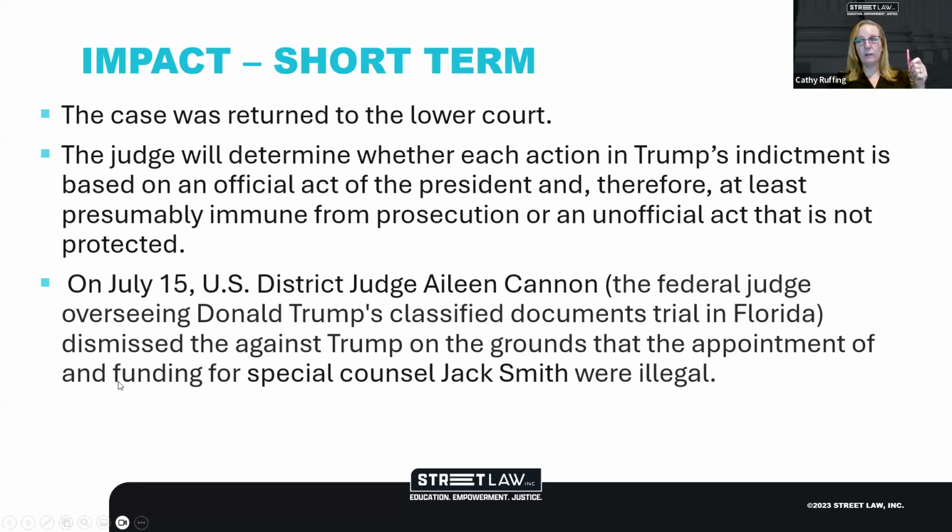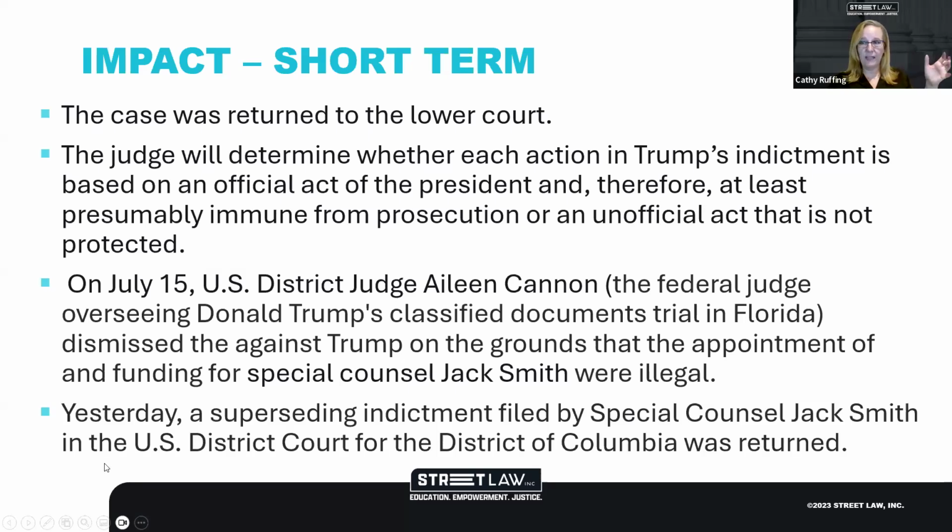But something important, when I laid out that foreshadowing that sometimes concurrences can be really important, is that in one of the other cases, the classified documents case in Florida, District Judge Cannon really used Justice Thomas's concurrence as a playbook for how to dismiss that case. She dismissed the case based on the fact that the appointment of the special counsel was illegal. So that was maybe a short-term impact.